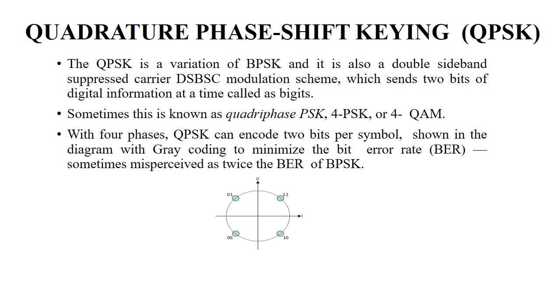It will sense 2 bits of digital information at a time, called a dibit. Sometimes it is also known as quadriphase PSK, 4 PSK or 4 QAM. With the 4 phases, QPSK can be encoded to 2 bits per symbol, and it is shown in the diagram with gray coding to minimize the bit error rate. It is sometimes misperceived as twice the BER of BPSK.